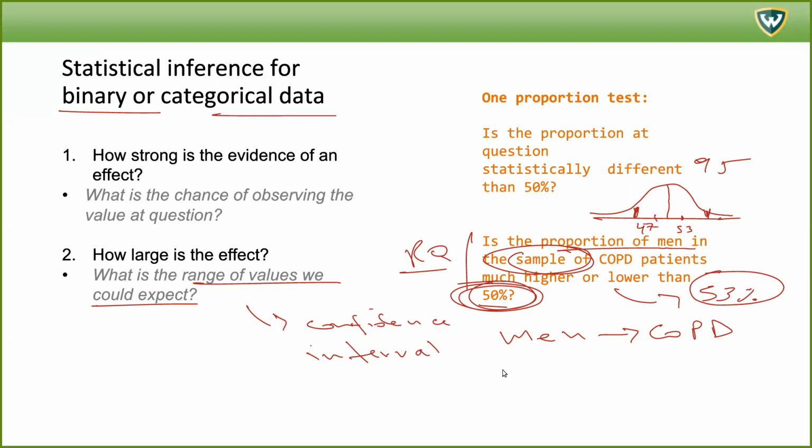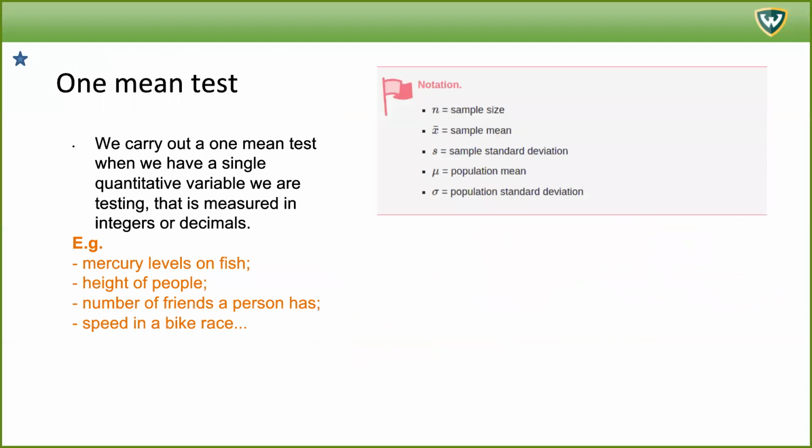So I really hope we can understand these basic activities where we're getting the chance of observing the value, which is the p-value, and the confidence interval, and also why we're doing this. So I'll see you next time when we talk more specifically about the one mean test.